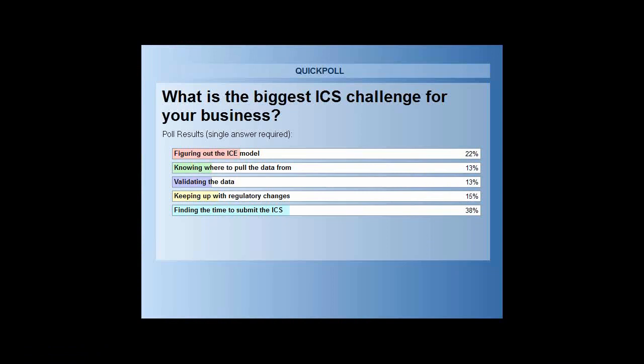And yeah, kind of no surprise on our side. Finding the time to submit the incurred cost submission, almost 40% of the people said that. So it's definitely something that comes at a very volatile time of the year. You know, if you have kids coming out of school and trying to begin your summer vacation, trying to find that to be part of your day job is definitely difficult.